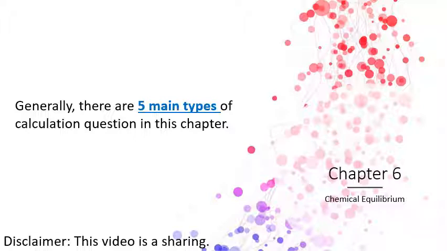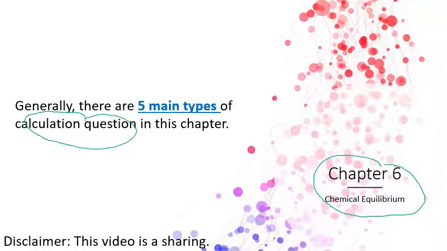For your information, this video is going to discuss Chapter 6 Chemical Equilibrium, on the calculation questions. Generally, we divide the calculation questions into 5 main types. Reminder again, in this video we are not going to discuss the working steps, but we are going to focus on how to identify which type of calculation needs to be carried out.